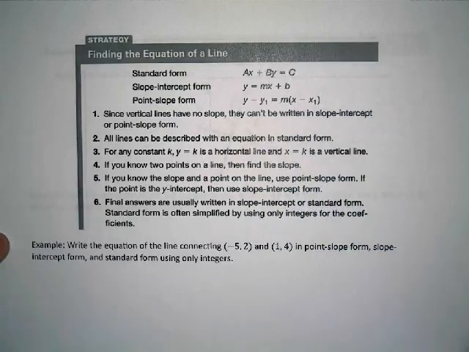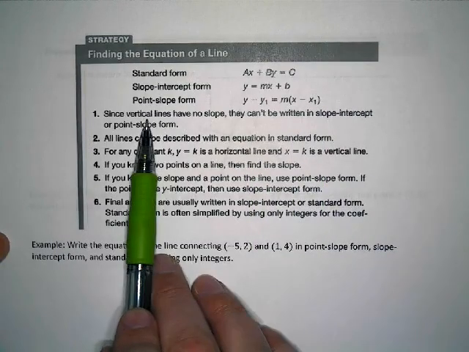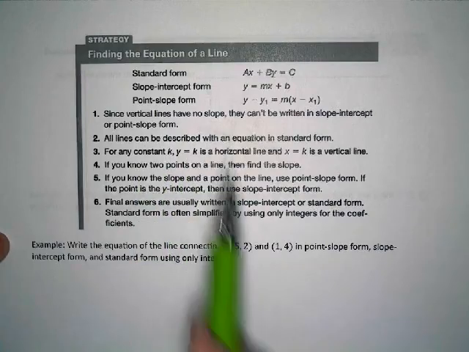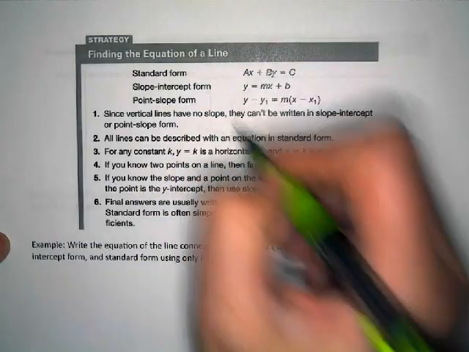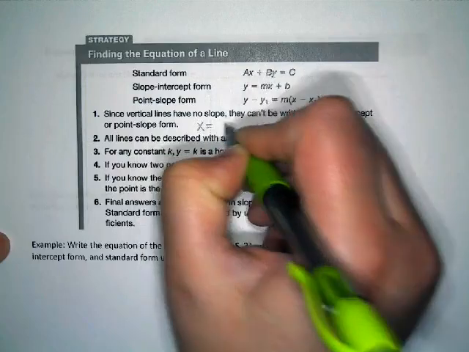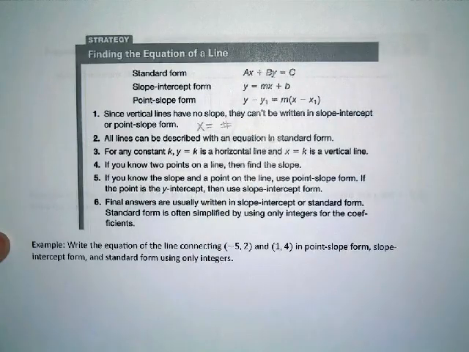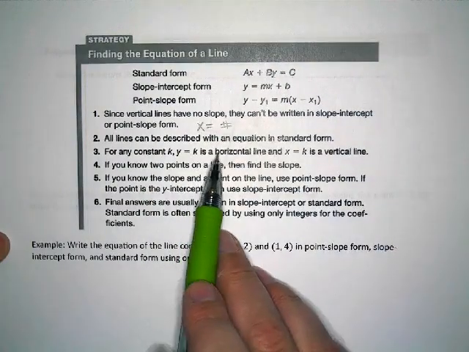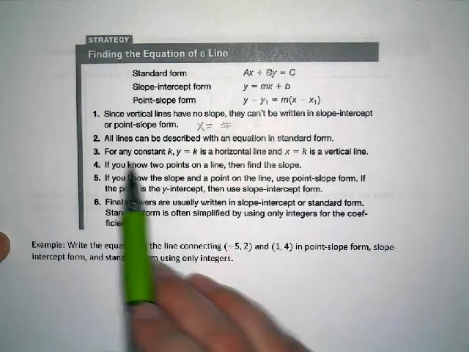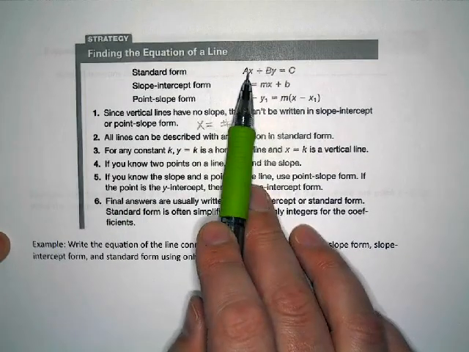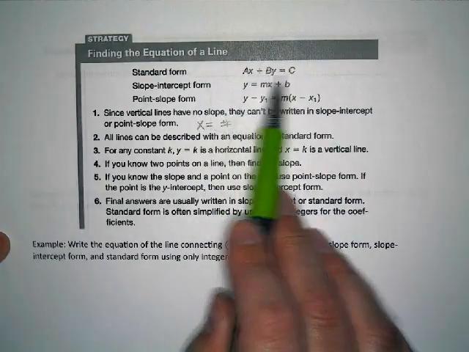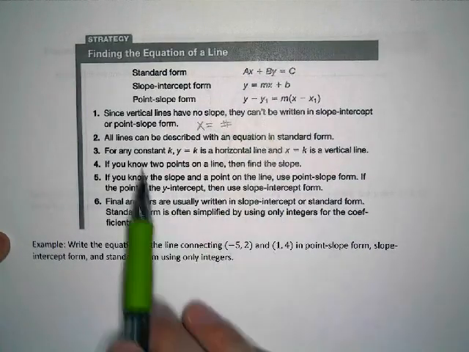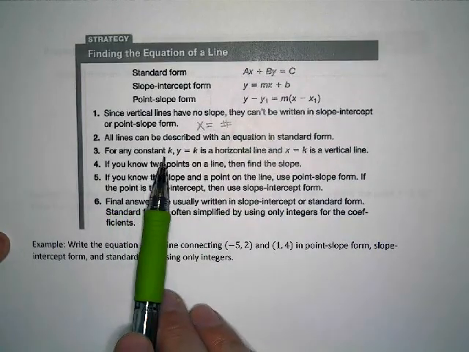So vertical lines have no slope. They can't be written in slope-intercept form or point-slope form. That's x equals a number. That's how they're written. All lines can be described with an equation in standard form. So standard form is just writing the x plus the y equals the number. For any constant k, y equals k is a horizontal line, x equals k is a vertical line.